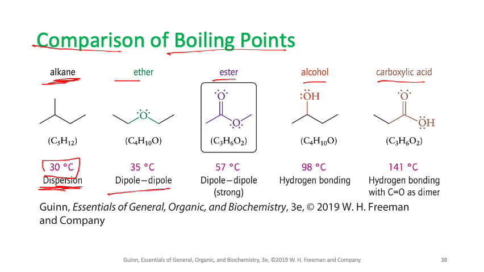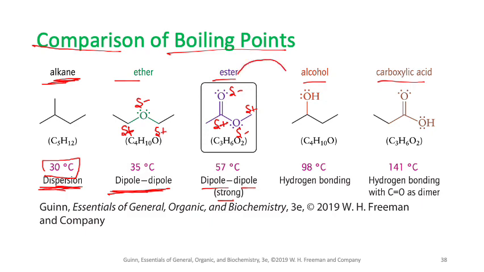Ether has a dipole-dipole because this is partial negative, this is partial positive, right? So it is a weak dipole-dipole, but ester has a strong dipole-dipole force of attraction, right? Because this is positive, this is negative, this carbon is positive, strong dipole-dipole. So that's why it has a higher boiling point compared to the ether.